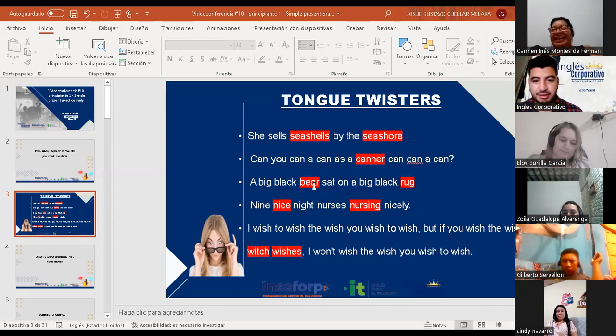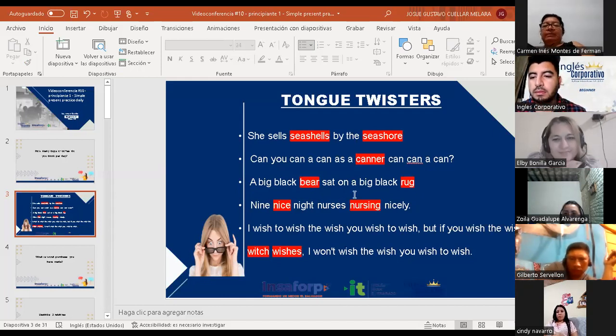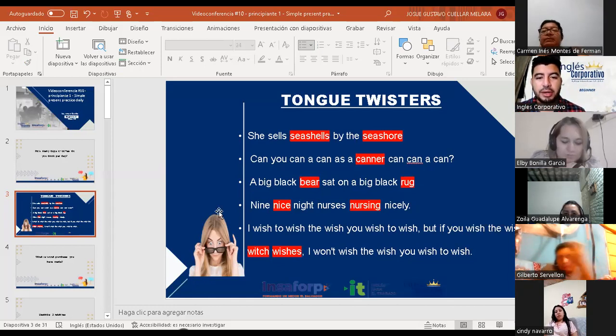Tranquila, Carmencita. Okay, let's listen to Jonathan. And then we go with Gilberto. Number three. Let's go. A big black bear sat on a big black room. Rock. Okay, rock. Good. Thank you, Gilberto. And then we go with Elby. Five.